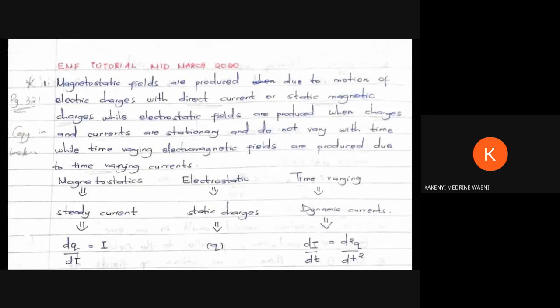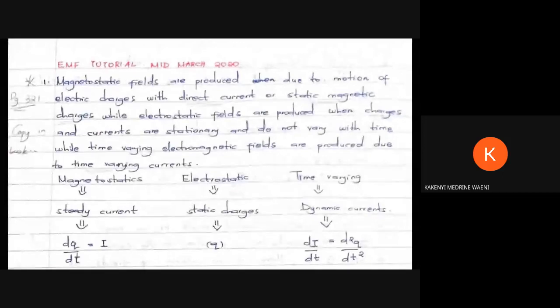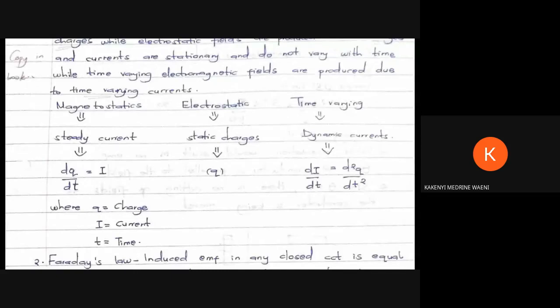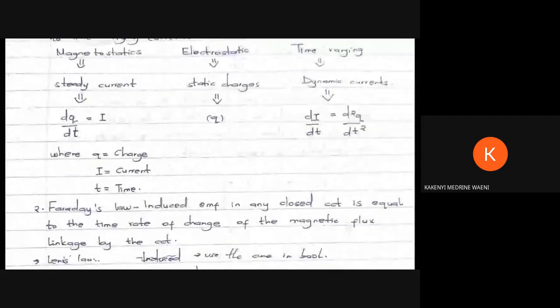The expressions of the electric charges are here. Magnetostatics has a steady current, but its charge changes with time, so dq over dt is equal to I. Then electrostatics has static charges, its currents and charges are stationary and do not change with time, so it's just Q. And then time-varying is where both the current and the charges change with time. Yes.